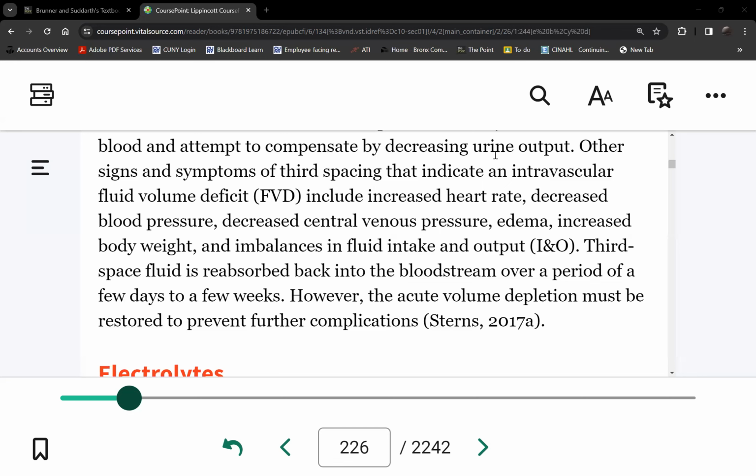Now, this is the law of nature. Okay, this is a passive water movement. Water will automatically move, okay, whether they have your consent or not. It will move whenever there are changes in concentration. It will always move from an area of lower concentration to an area of higher concentration.